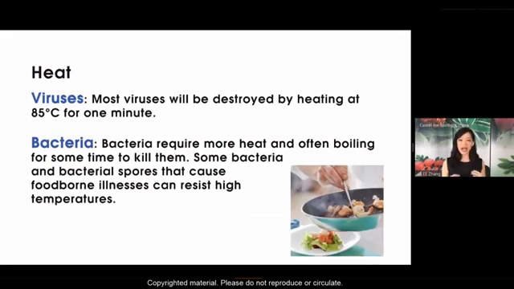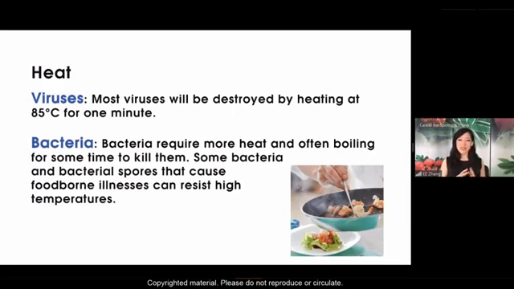Another thing is how you can help deactivate them or get rid of the viruses or bacteria. Now, for most viruses, they're actually pretty fragile things. They will be destroyed by a lot of things, for example, alcohol, bleach, even UV rays. But most viruses will be destroyed by heating it to about 85 degrees Celsius for 1 minute. So you don't have to worry too much about viruses in your food because once you cook it, most of them will be destroyed. I can't, however, say the same thing about bacteria.